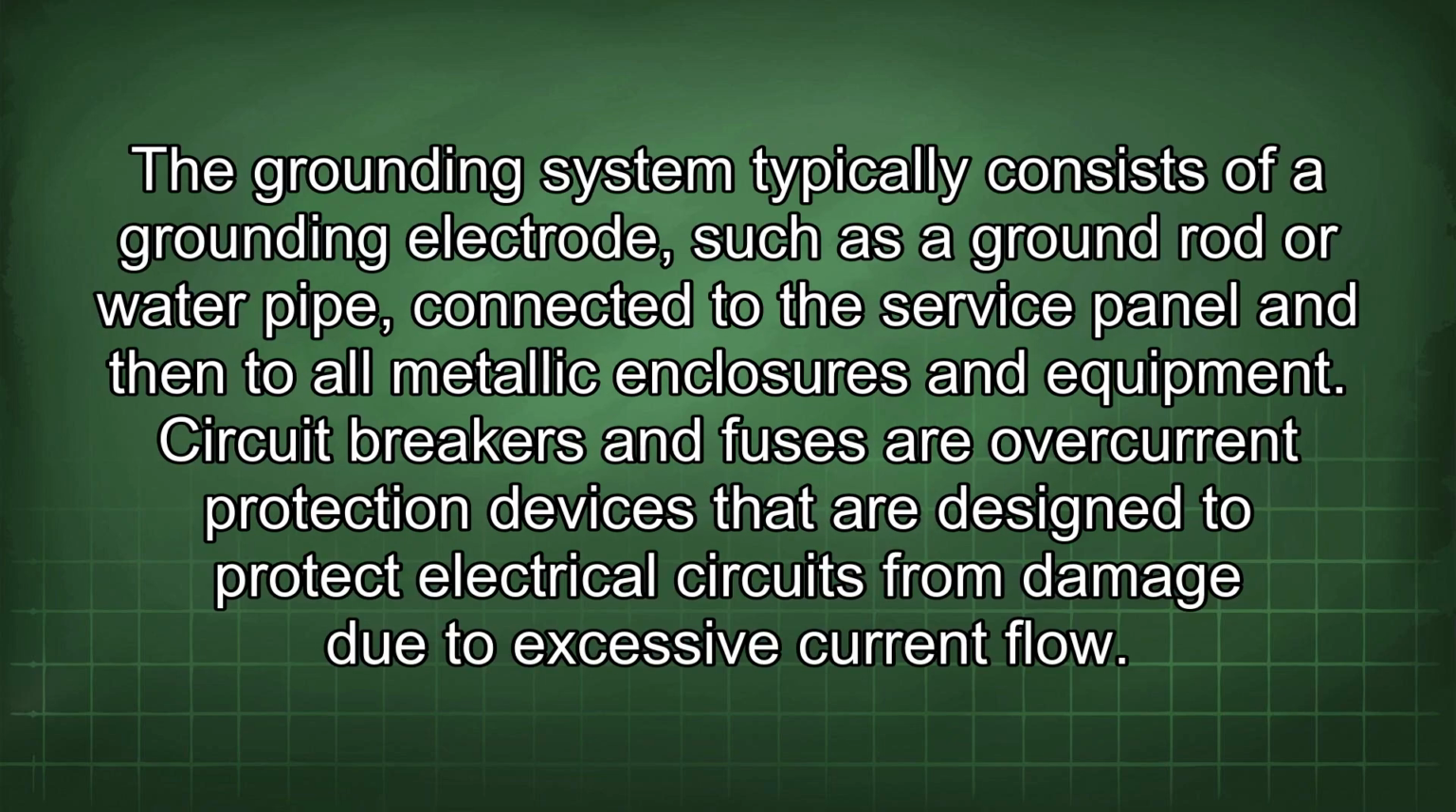The grounding system typically consists of a grounding electrode, such as a ground rod or water pipe, connected to the service panel and then to all metallic enclosures and equipment.